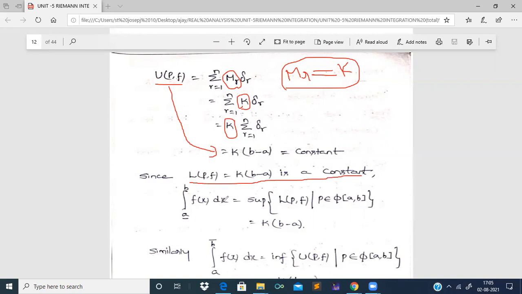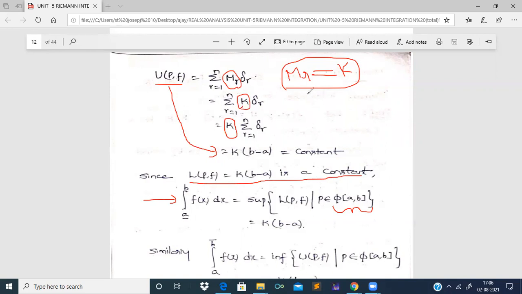It is a constant. Here we are considering lower Riemann integrability as the supremum of all lower Darboux sums for every partition of phi of closed interval a comma b. What is phi of closed interval a comma b? Phi of closed interval a comma b is the family of partitions of closed interval a comma b. Right.